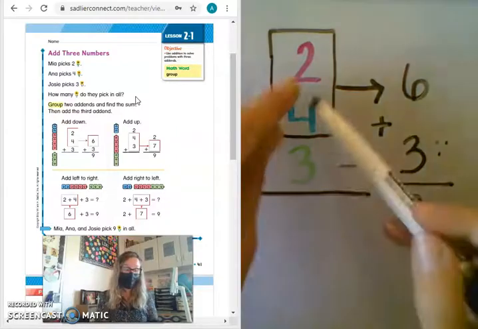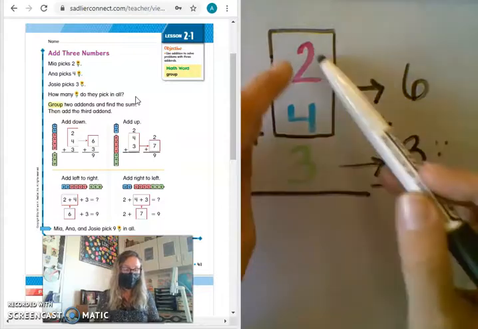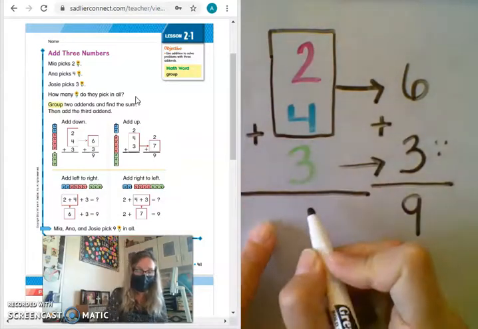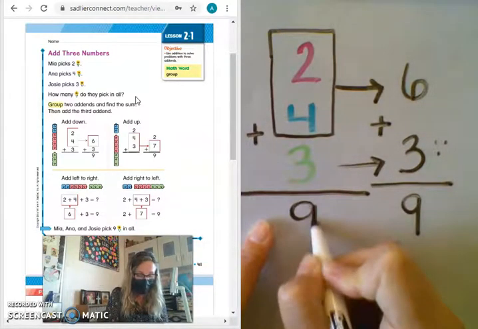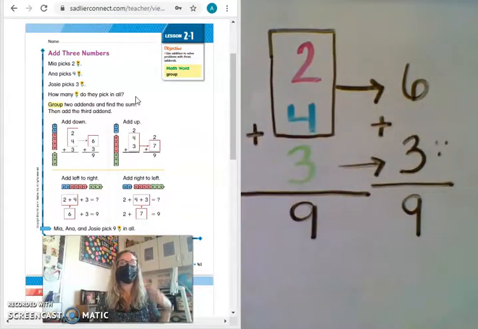If I know that 2 and 4 is 6, add in my 3, I get 9. Then 2 plus 4 plus 3 must be, everyone? 9. So 2 plus 4 plus 3 equals 9. The girls picked 9 flowers in all.